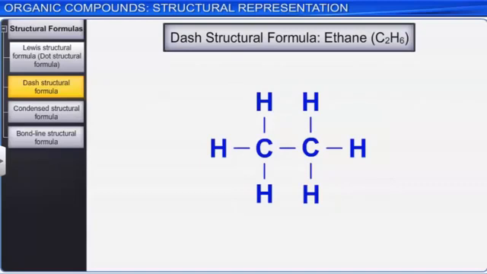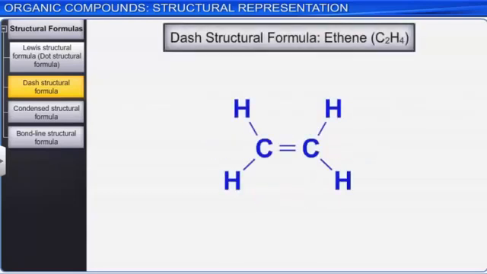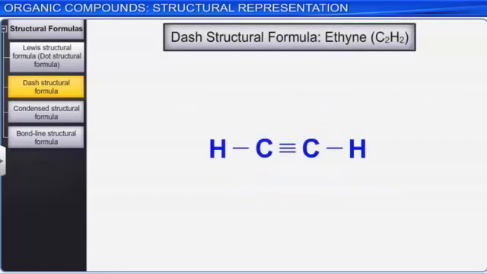Here's the dash structural formula for ethane. In ethane, 2 atoms of carbon are attached to each other by a single covalent bond, and all carbon-hydrogen bonds are also single covalent bonds. In ethene, 2 atoms of carbon are connected with a double bond, and 2 hydrogen atoms are attached to each carbon by a single bond. In ethyne, 2 atoms of carbon are connected with a triple bond, and 1 hydrogen atom is attached to each carbon by a single bond.